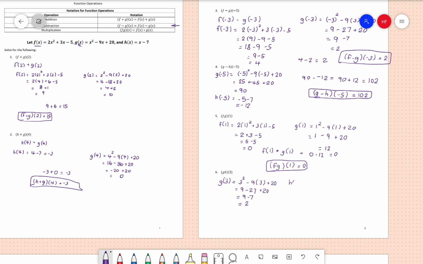Now we've got h evaluated at 3. 3 minus 7 is negative 4. So the problem says g of 3 times h of 3, which would be 2 times negative 4, which is negative 8. So gh evaluated at 3 is negative 8.